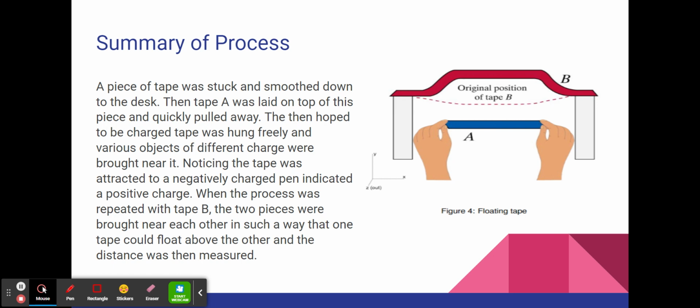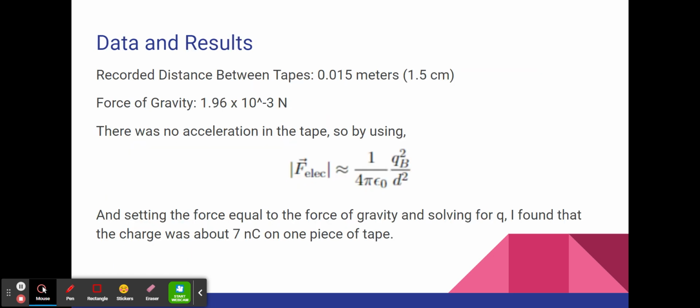And then various objects, a hand, a pen, were brought near, and I noticed that the tape was attracted to negatively charged objects, which indicated a positive charge. And then when the process was repeated with tape B, they repelled, indicating that they were of the same charge, both positive, and the distance was measurable. The recorded distance was measured with a ruler, so I rounded to 0.015 meters or 1.5 centimeters.